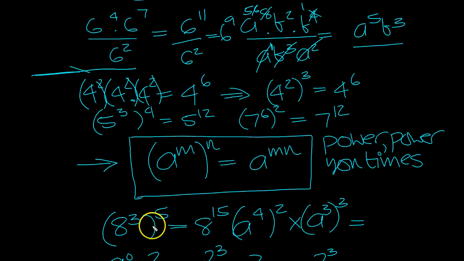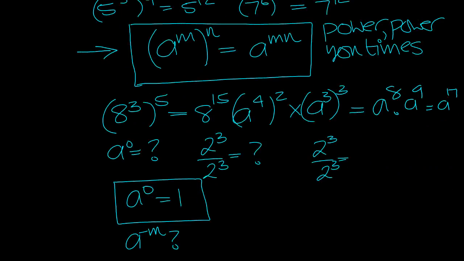So with that thought in mind then, power, you times. 3 5's are 15. 4 2's are 8, so that's 8 to the 8. And then power, you times 8 to the 9. And then times, you add, is 8 to the 17, isn't it? Using the times, you add rule.